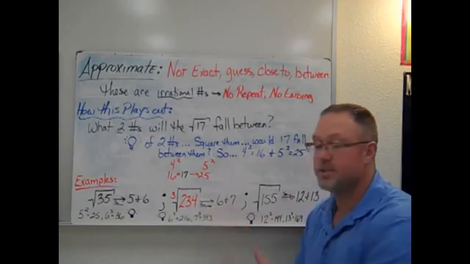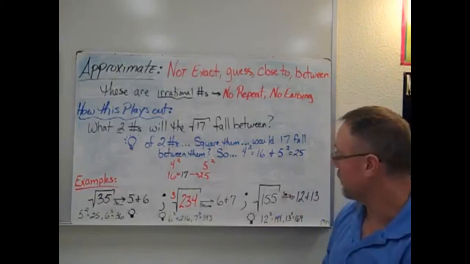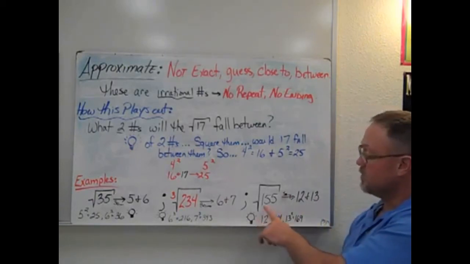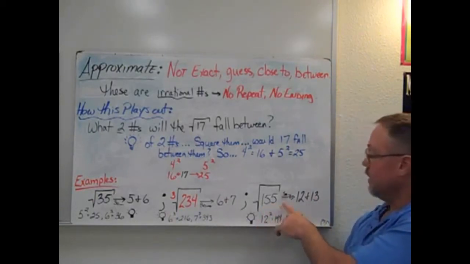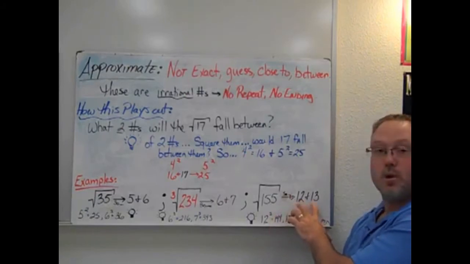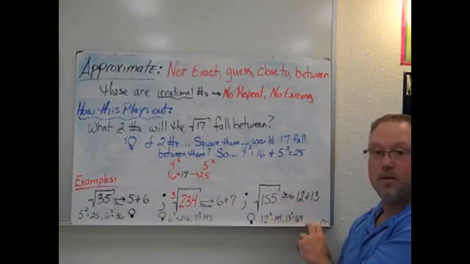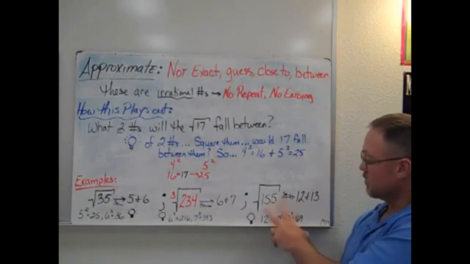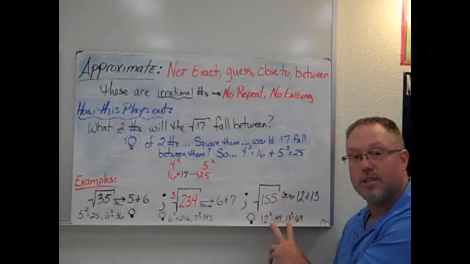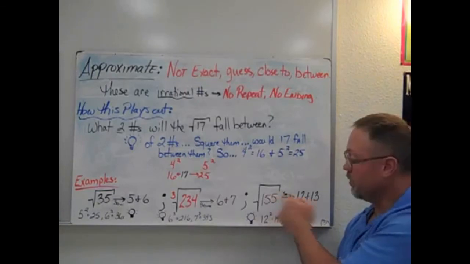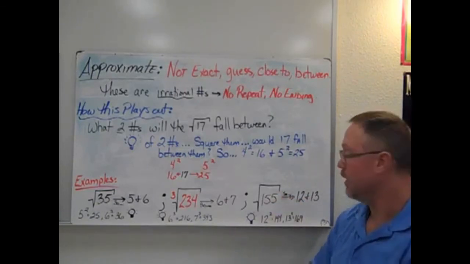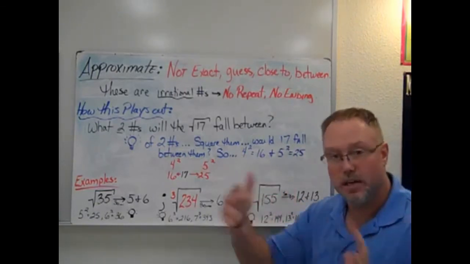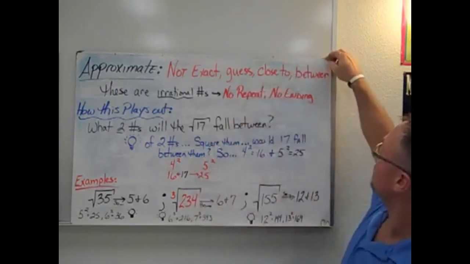So our answer would be 6 and 7 for our number that we're looking for. Our last example is the square root of 155. It falls in between 12 and 13 because if I square 12, I get 144. If I square 13, I get 169. So somewhere in between 12 and 13, it's going to fall for the square root of 155. We don't care what it actually is. It's just an approximate value.